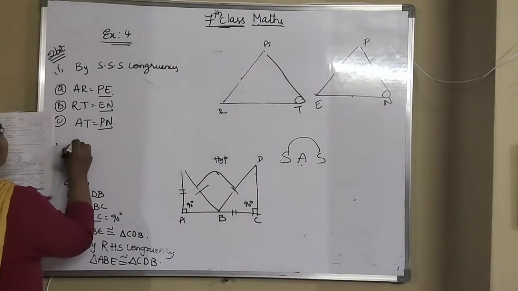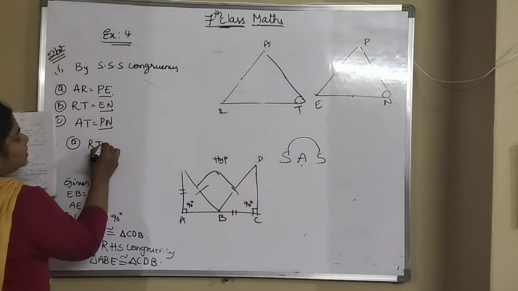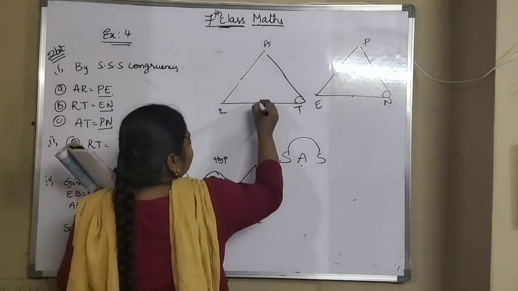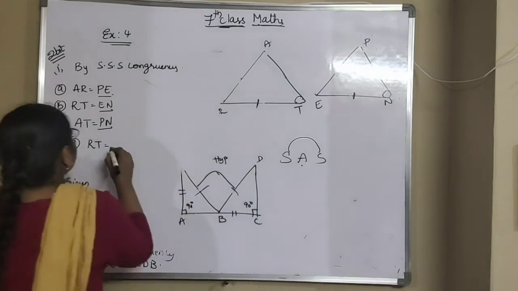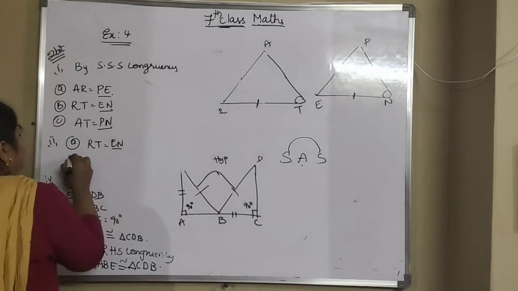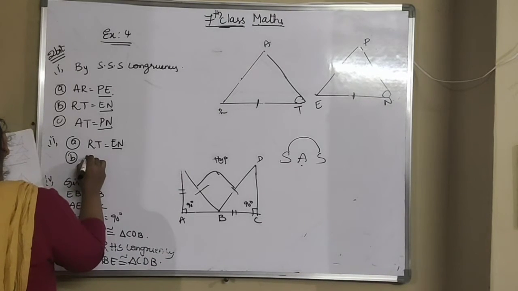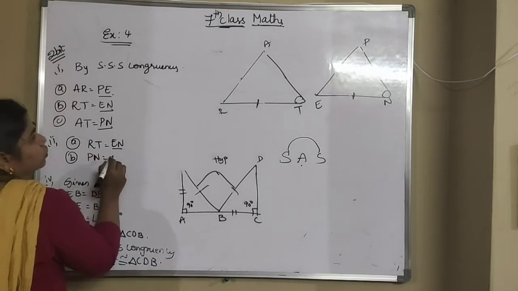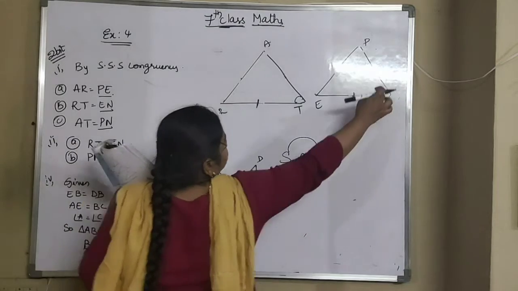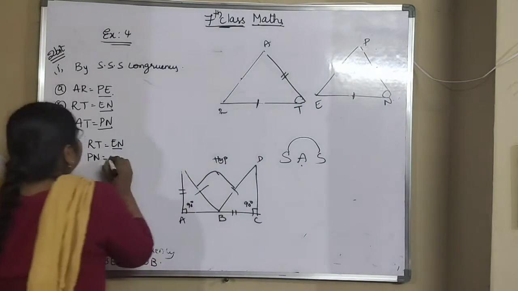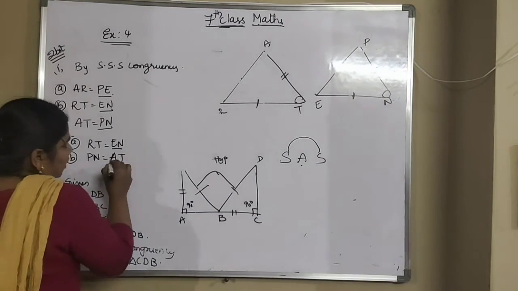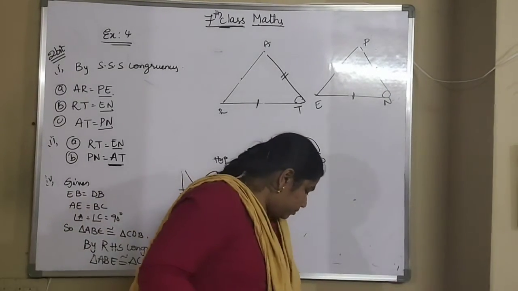So the first one in that, RT is equal to which side? That is the EN side. Next, B1, PN is equal to which side? This is the AT side. So here we will write AT. So this is our second bit.